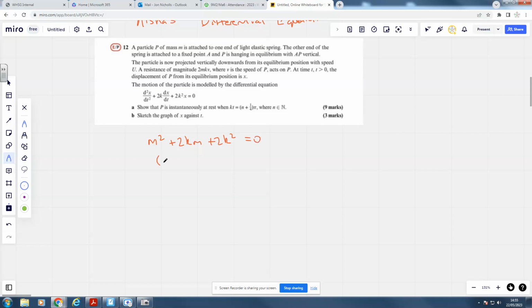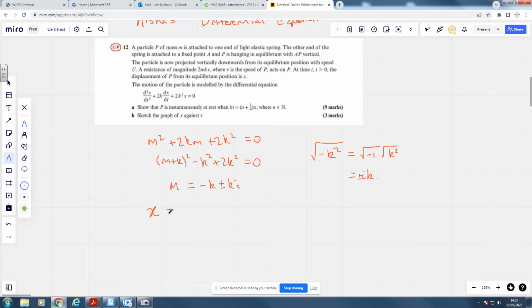using the characteristic equation. So m squared plus 2km plus 2k squared equals 0. And then if you go ahead and solve this, you're going to get minus k plus or minus ki. And that's because when you move it across, you're going to end up square rooting minus k squared. And the square root of minus k squared is the square root of minus 1 times the square root of k squared, which is ik, plus or minus, yeah? And that's why you end up with this.